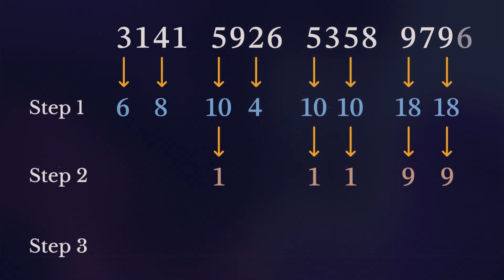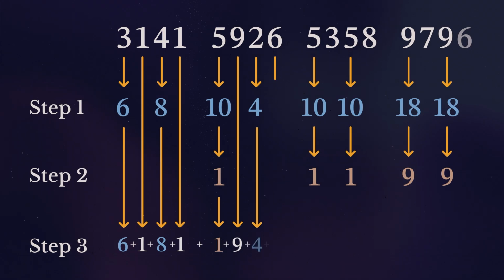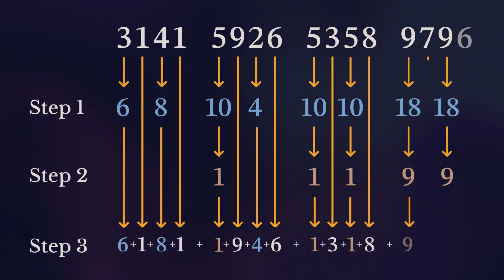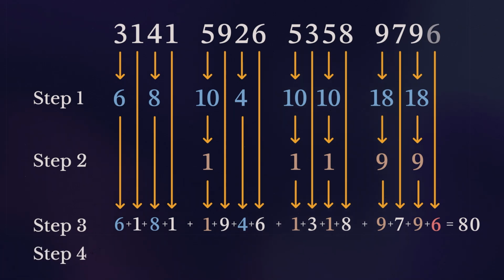Step 3. Add everything up. The doubled digits, the untouched digits, and the check digit at the end. All of them into one sum. In our case, the result is 80. And finally, step 4. Divide that sum by 10 and look at the remainder. If the remainder is 0, the number is valid. If not, it isn't. In our case, it's obviously divisible by 10, so the number is a valid card number.